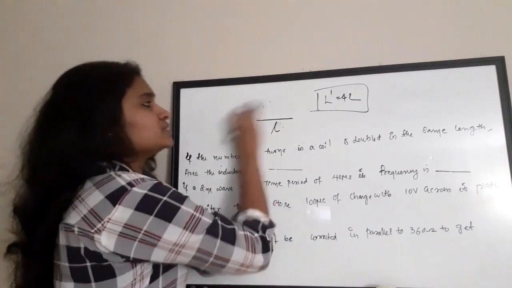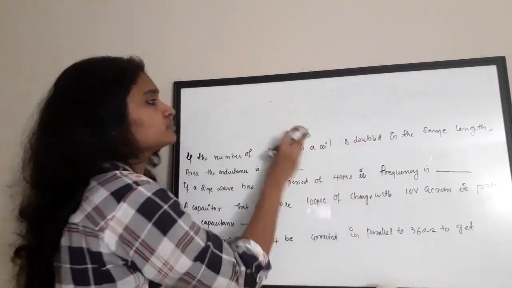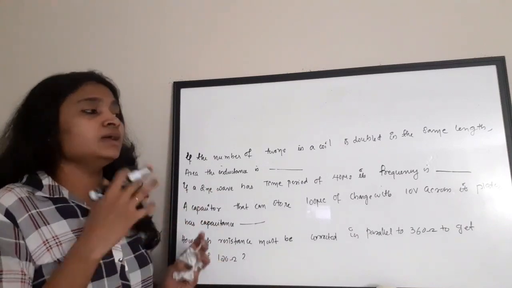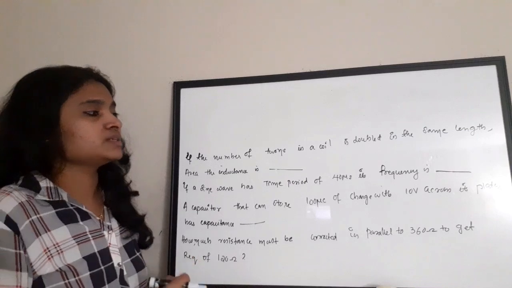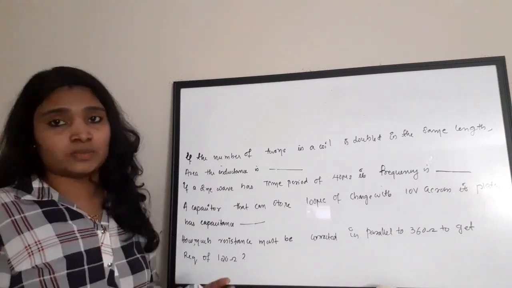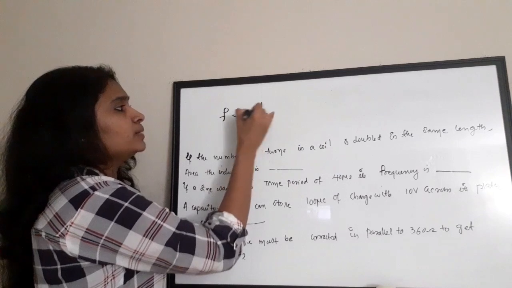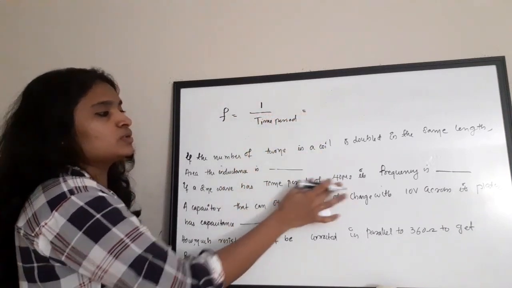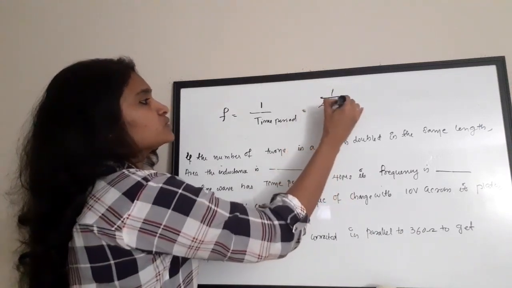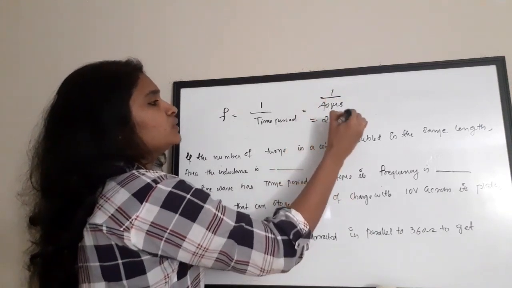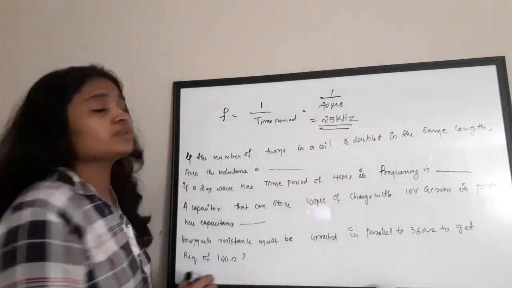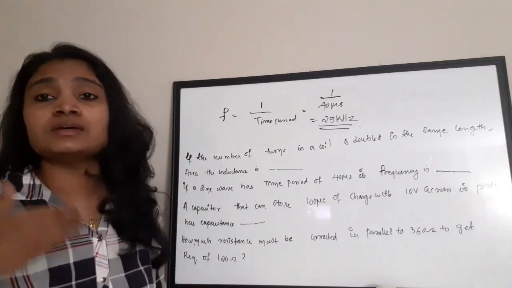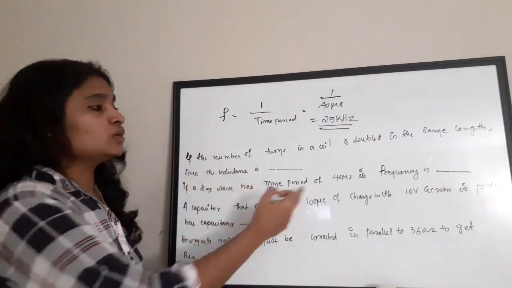Moving on to the next question. If a sine wave has a time period of 40 microseconds, its frequency is dash. Very simple question. The time period is given, and you need to find the frequency. Frequency is equal to 1 by time period. So just take the reciprocal: 1 by 40 microseconds, and you will get 25 kilohertz as the frequency of a sine wave having a period of 40 microseconds.